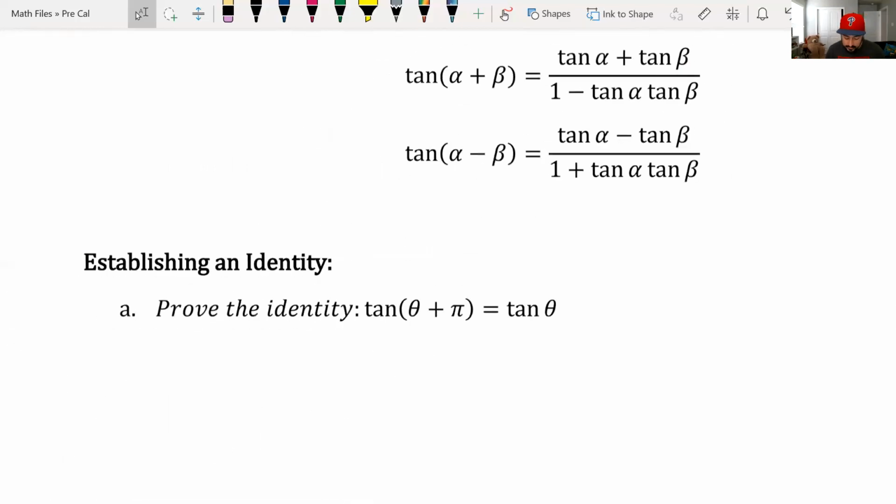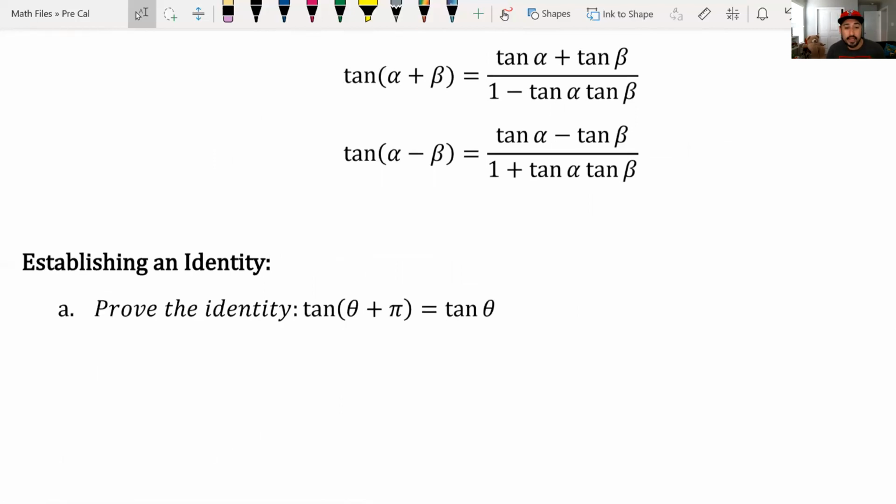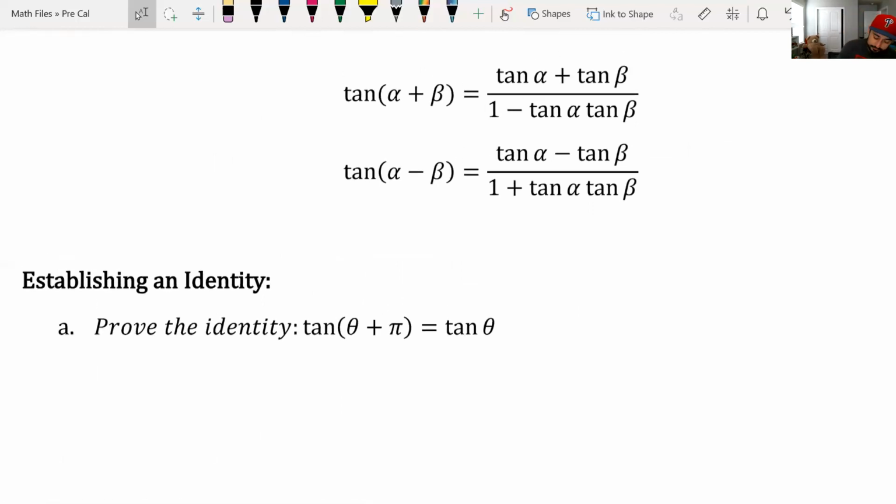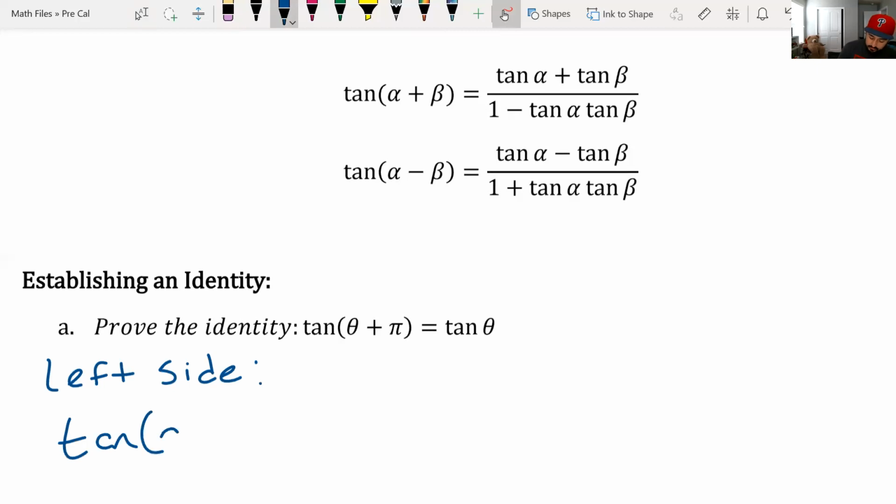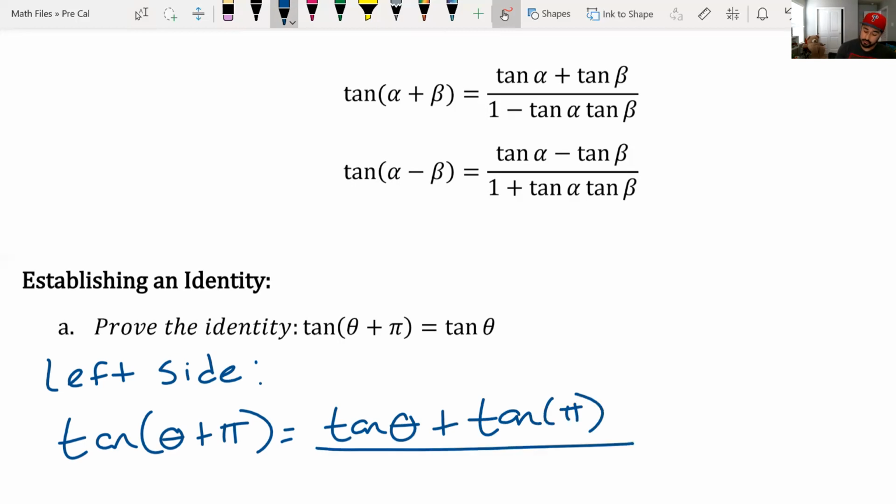So let's go ahead and prove that tangent of theta plus pi is equal to tangent theta. Okay, and we can do that by using our new sum formula for tangent. So let's go ahead and do that. This is a proof by the left side. And we start with tangent of theta plus pi, which gives me, by the sum formula above, tangent of theta plus tangent of pi over 1 minus tangent theta times tangent of pi.